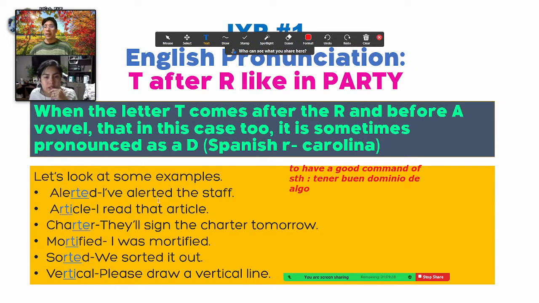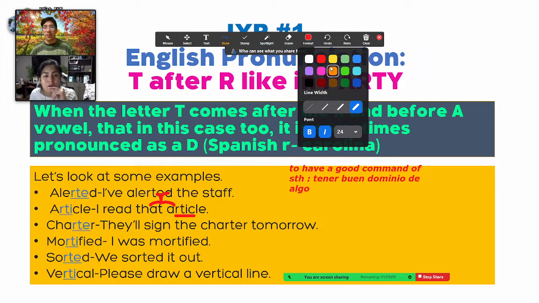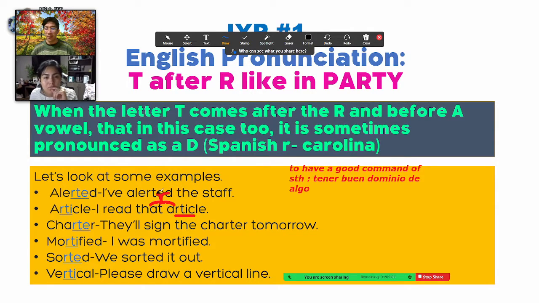I read that article. Amazing. But now focus on this. When you say that, and then you have a T and a vowel sound, you say it like R. Can you pronounce it? I read that article. No, no, no. Look at this here. I read that article.